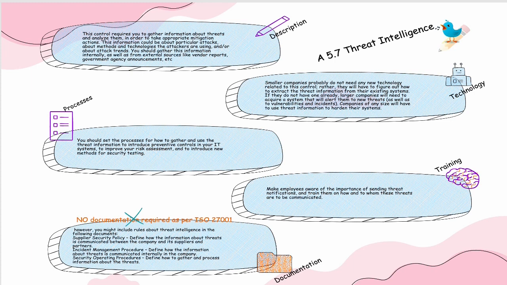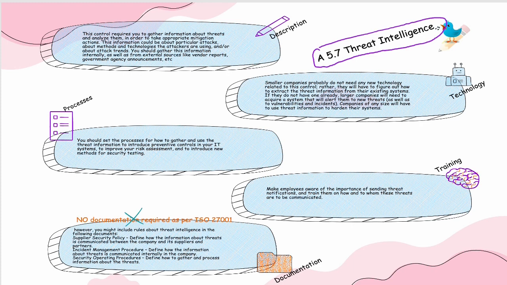Okay guys, so what is the first control we are going to talk about? The first control is 5.7, threat intelligence. This is a new control introduced in this standard, and it is very important to understand it so that every organization can take appropriate action to implement this control.